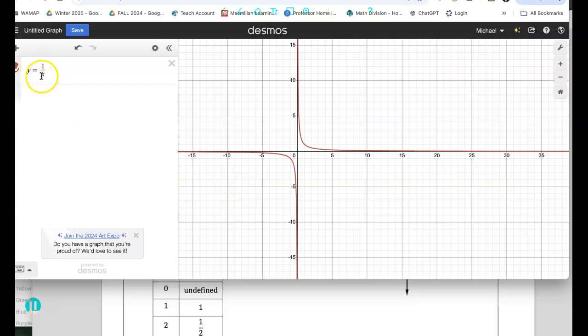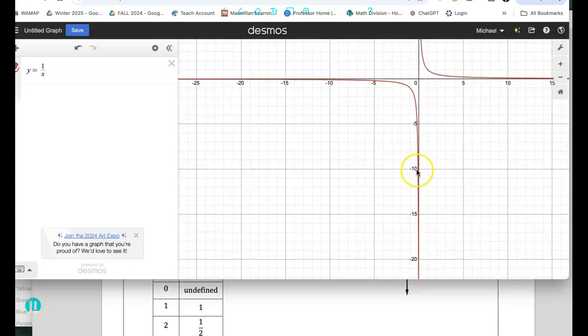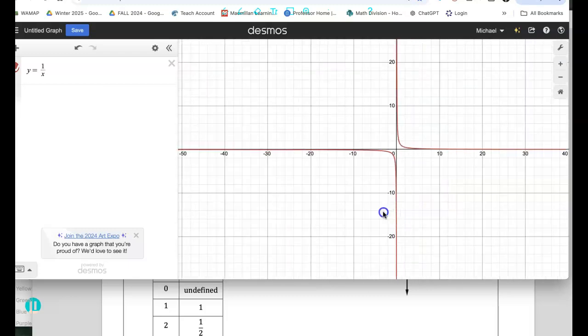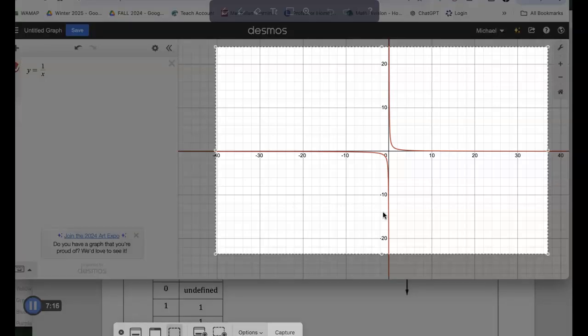But if x is negative, you wind up with this piece of the graph, right? Again, as x gets larger in the negative direction, it's going to go to 0. It's going to approach the x-axis. But as x gets smaller, it's going to approach negative infinity this way. So it has this shape to it.